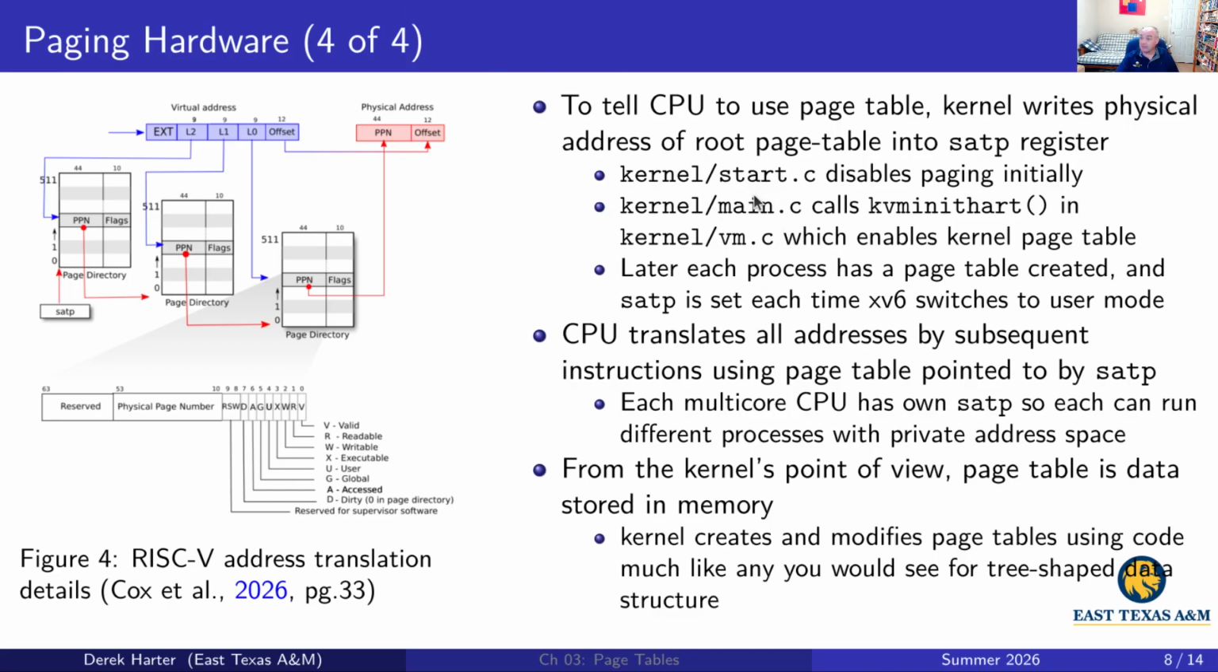We briefly talked about these in previous videos, although we didn't show them. For example, initially paging starts off as disabled. We did mention that before. Then let's look at kvminithart here in kvminit. This is where the kernel page table is created and enabled.